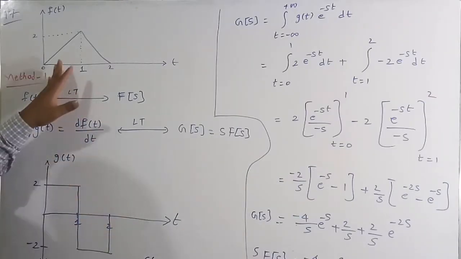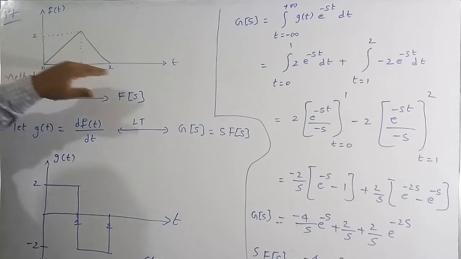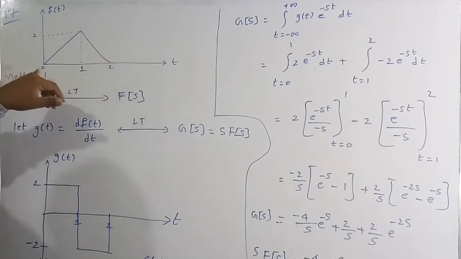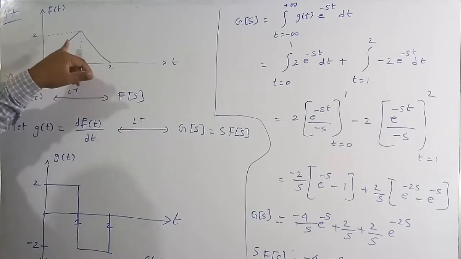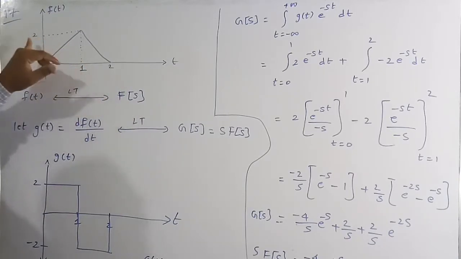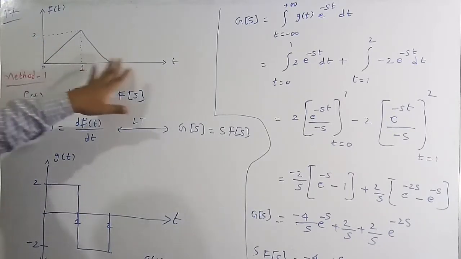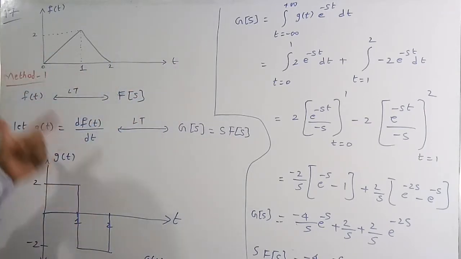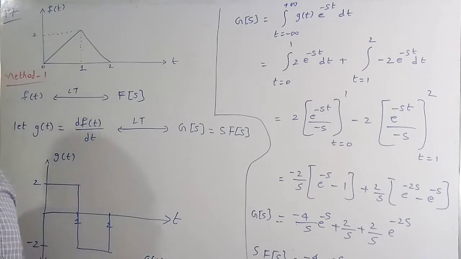So this is the question here. They have given an f of t function with respect to time. They have given the graph, so it is a triangle graph. From 0 to 2 it is going to have a maximum peak value at time instant 1. It is going to have maximum peak value 2, and at all other instants this function is going to have a 0 value. So now we need to find the Laplace transform of this function f of t.